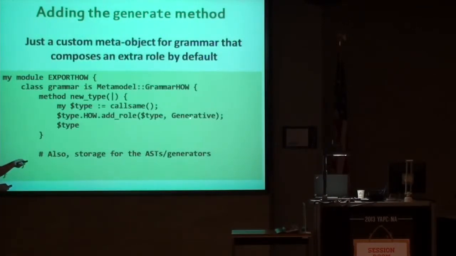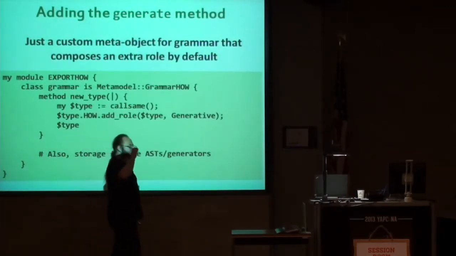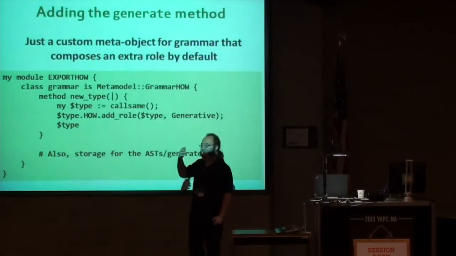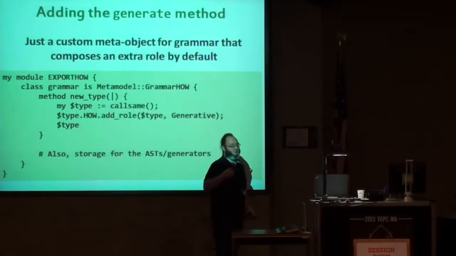Okay, so what we do is we just actually override new_type, we delegate to it, and then we sneak in this generative role. So every grammar gets a generative role mixed in by default. And then I have some boring code in here, which I won't show you, which is just a hash which maps names to the ASTs that we captured for each of the rules.